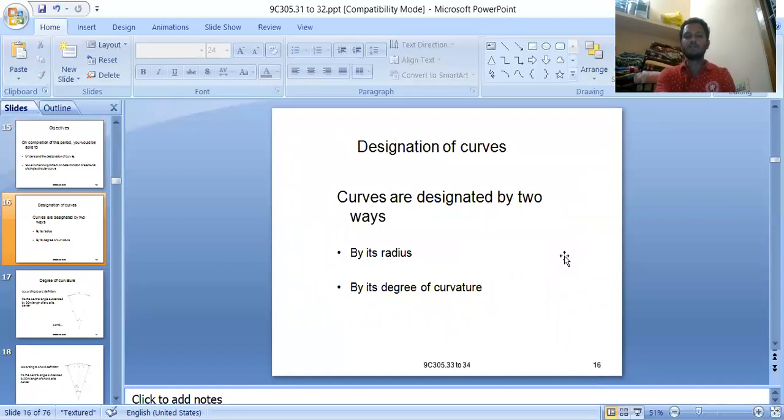Designation of a curve is done in two ways. It is done by its radius and by its degree of curvature. We can say 300-meter radius, 300-meter curve, which means it is designated by radius. We can say 6-degree curve, 5-degree curve, 4-degree curve, which means it is designated by degree. So these are two methods to designate a curve. The first method is designating by radius, and the second is designating by degree of curvature.